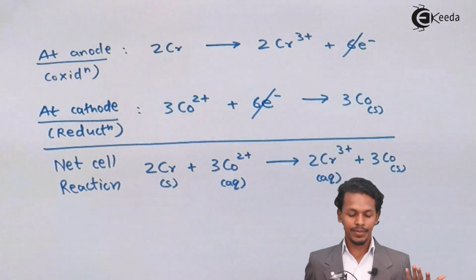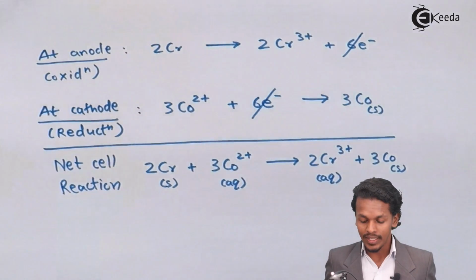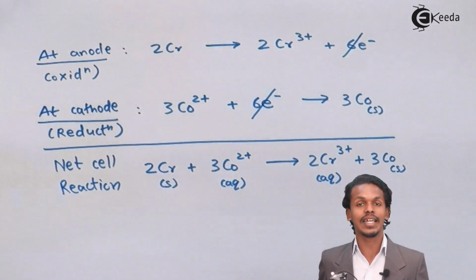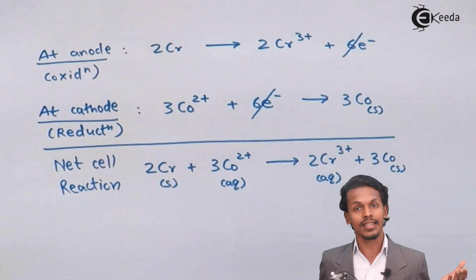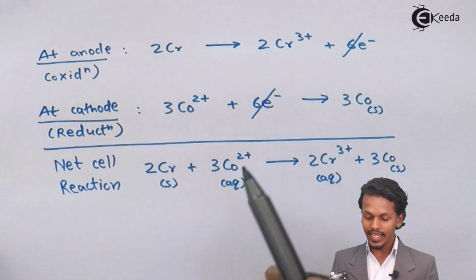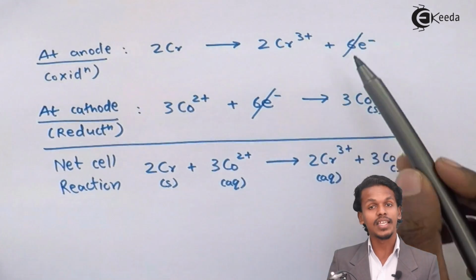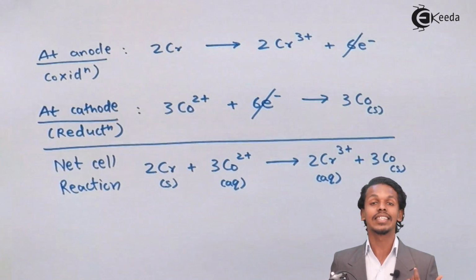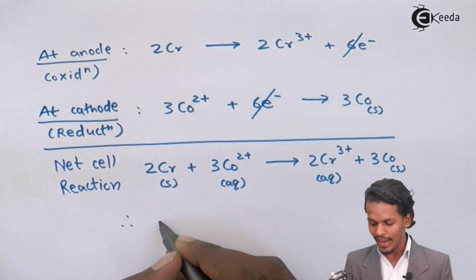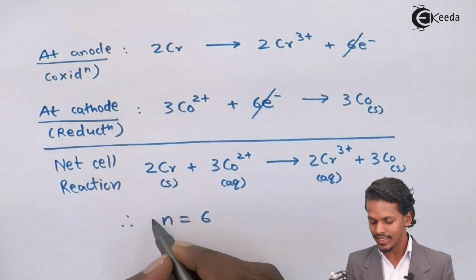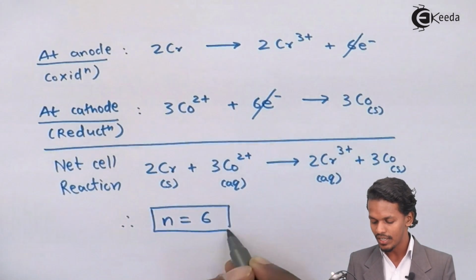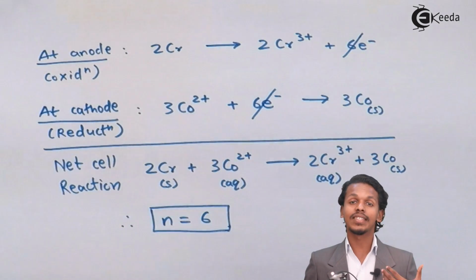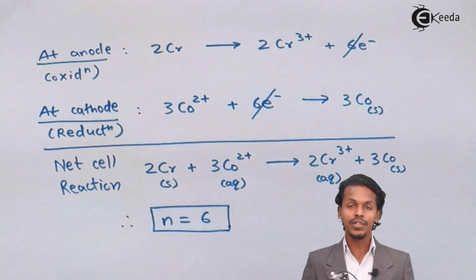So this is the overall net cell reaction that we have got, but we could also determine the number of electrons that participated in the half cell reaction. I could see that the number of electrons participated in the half cell reaction is 6. So here I could write that the value of n is 6, and this will be very beneficial for us to evaluate the next requirement that has been asked in the given question.